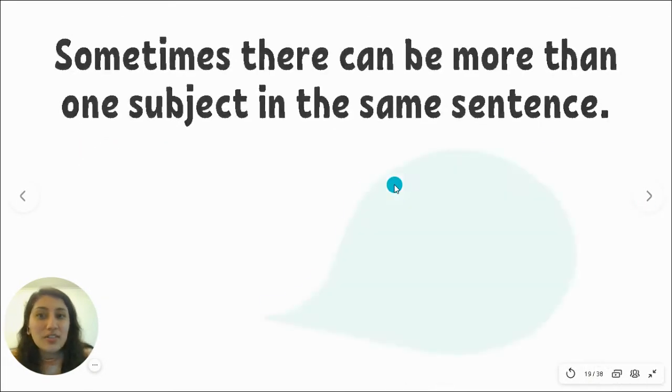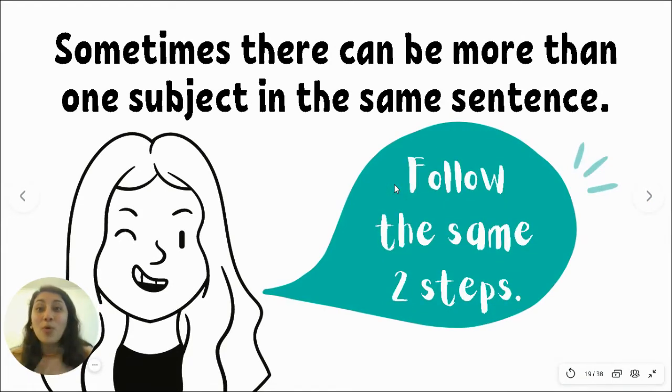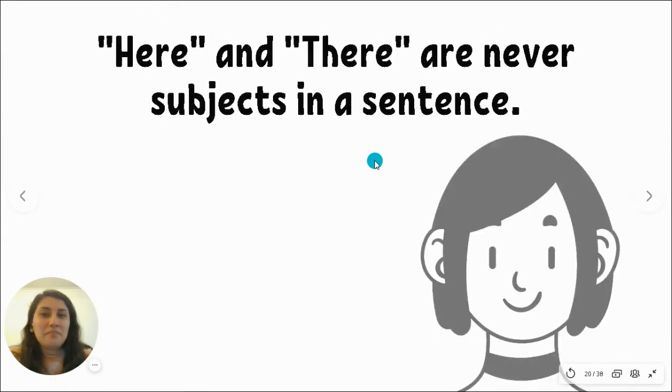We have another exception. It says sometimes there can be more than one subject in a sentence, so you need to be very careful with this, because sometimes you're going to have 2 sentences put together, okay, with no dots. So you need to follow the same 2 steps. You need to first recognize all the verbs that are there in the sentence, and then recognize the subjects, okay? So with those steps, you're going to be very fine.